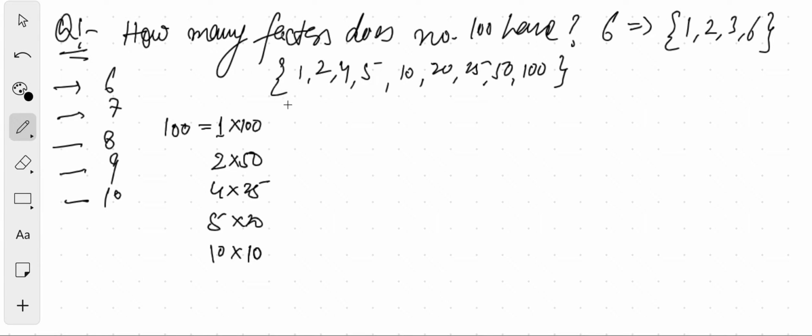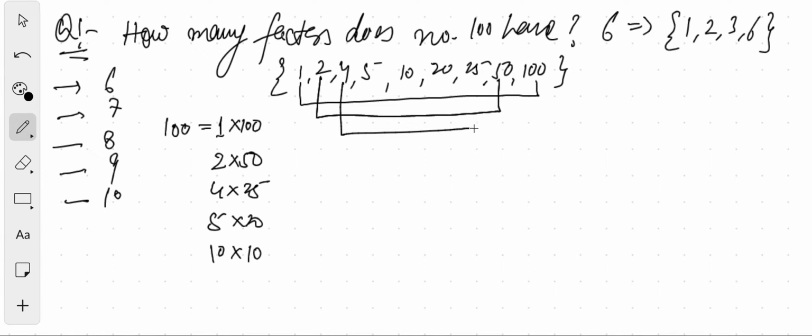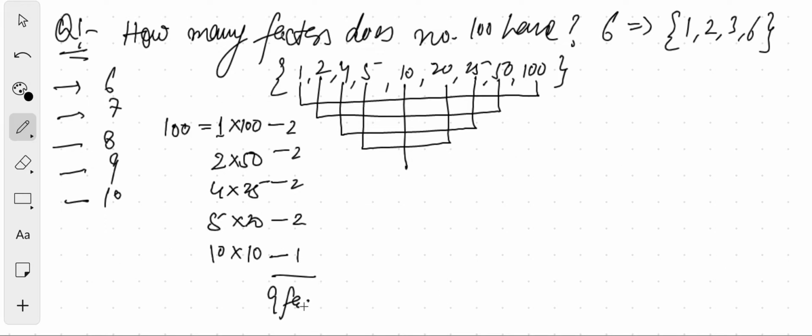If you carefully look at all the factors, you will see that we are pairing them up in this way: the smallest factor multiplied by the biggest factor, the second smallest multiplied by the second biggest, and so on. So we get two factors in each step, except in the last step where we have only one factor, so in total we have 9 factors. Rather than writing all the factors one after the other, I find this is a slightly more effective way.